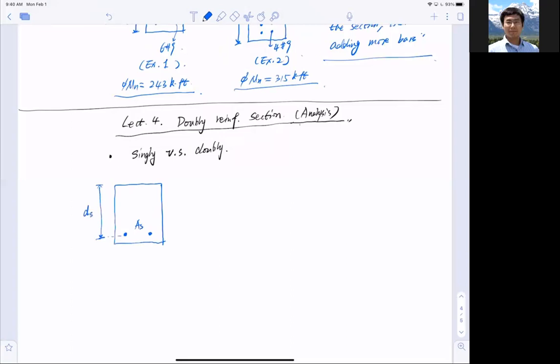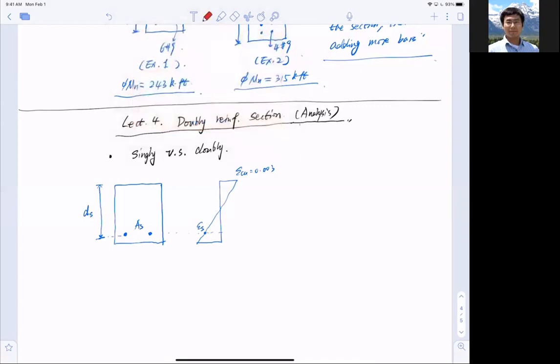All right, so I want to draw the strain distribution diagram. I know that the concrete is going to fail at 0.003 compressive strain. And I also know that in the singly reinforced case, this is where the steel is at. Nothing surprising, and to do that you assume epsilon s equals epsilon y, no big deal.